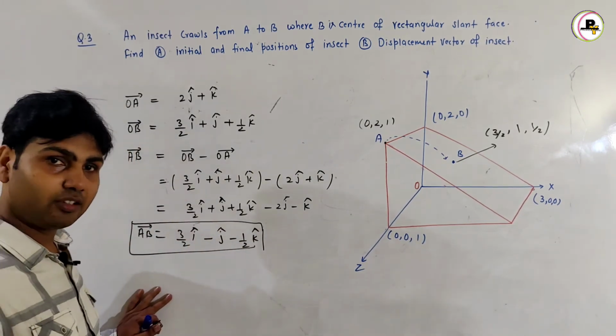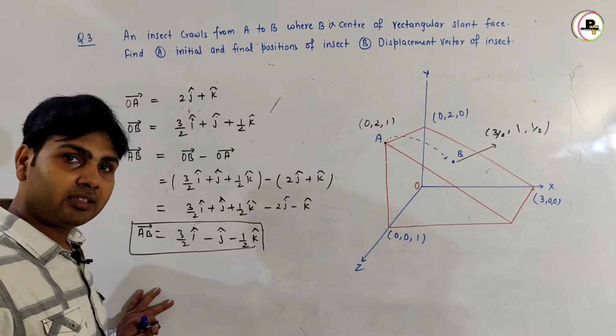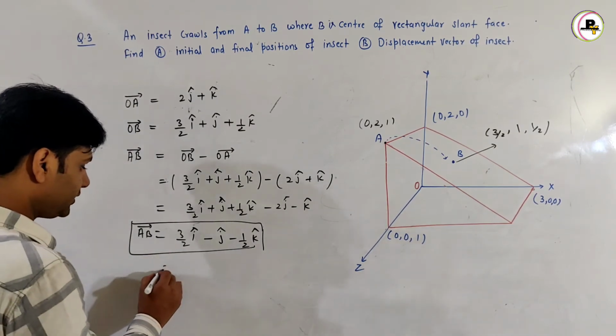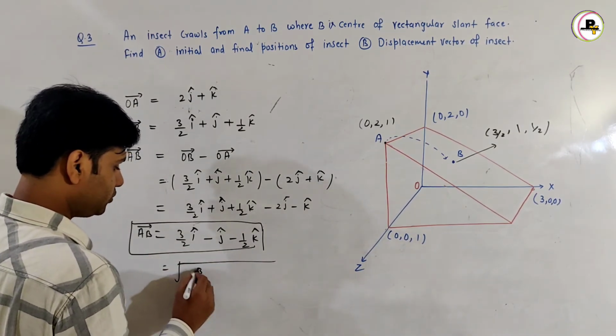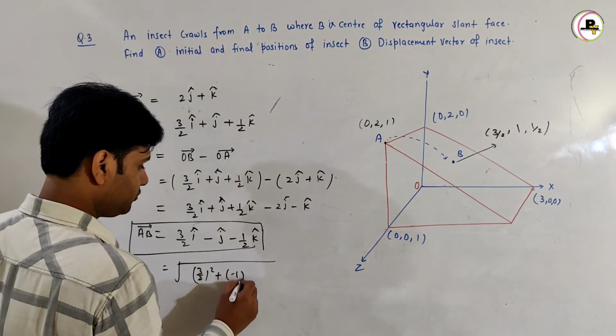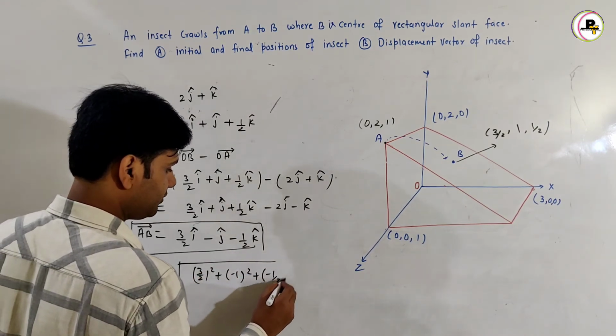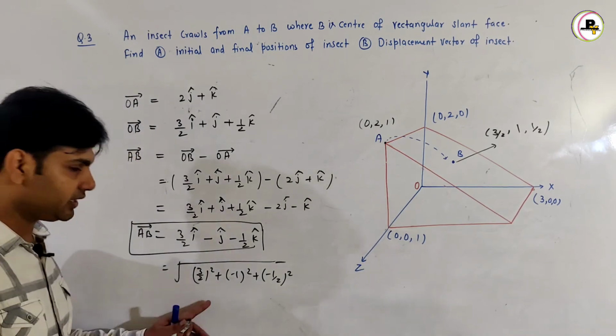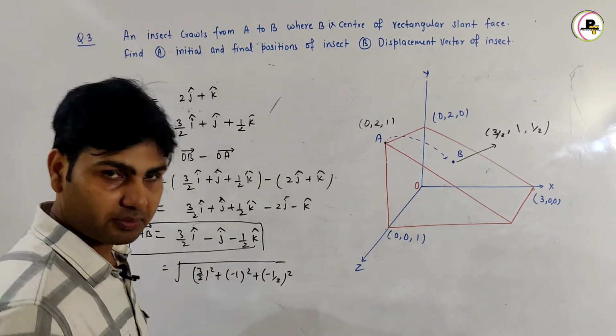And if I need to calculate the magnitude of this displacement vector, then I can take the square root of 3 by 2 the whole square plus minus 1 the whole square plus minus half the whole square, and after calculating we'll get the magnitude of the displacement vector.